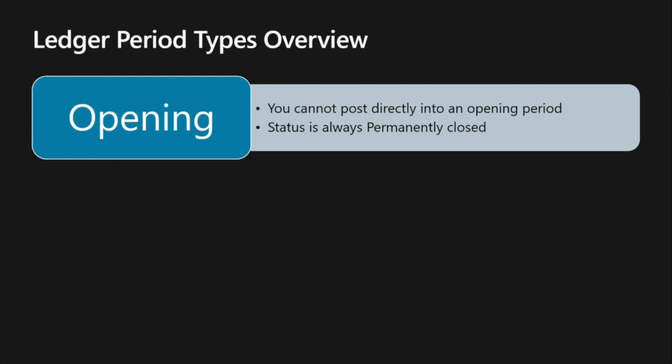Switching gears, I want to talk a little bit about the various types of periods that exist in a fiscal and ledger calendar. First, we have the opening period. This period is automatically created by the system for each fiscal year within the calendar. The status of this period is set to permanently closed, which means that transactions cannot be posted directly into this period. This period is critical to the year-end close process when the balances are transferred from the previous year into the new year.